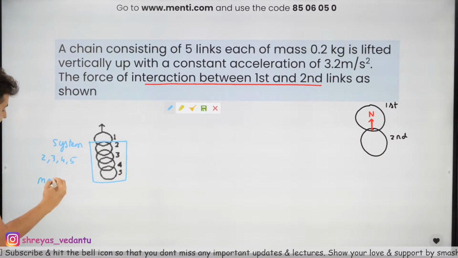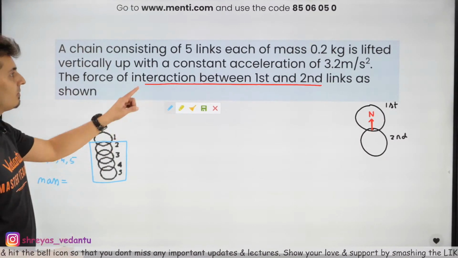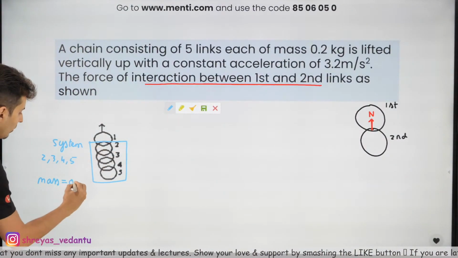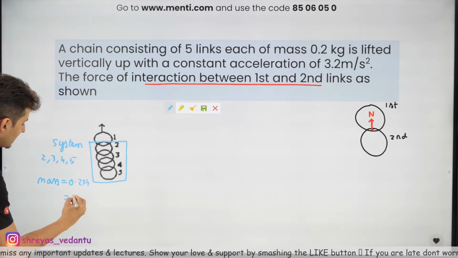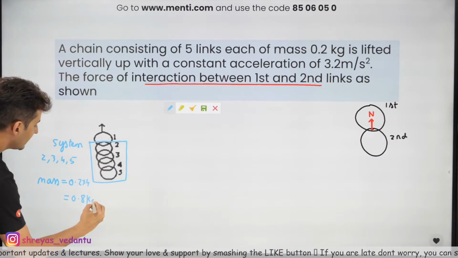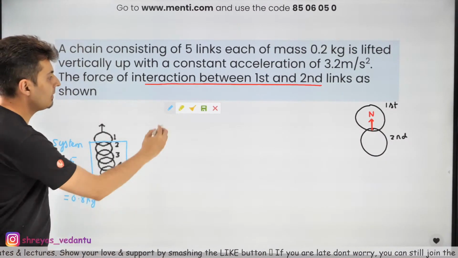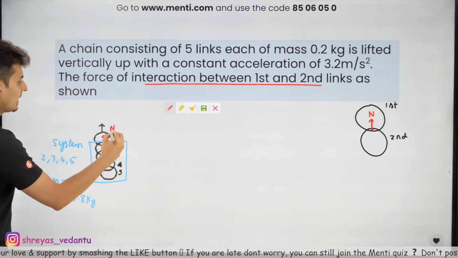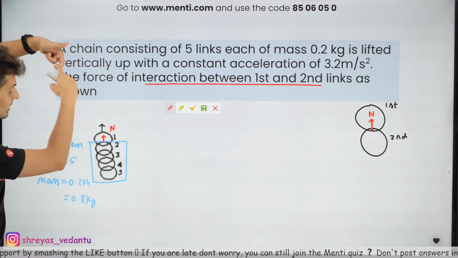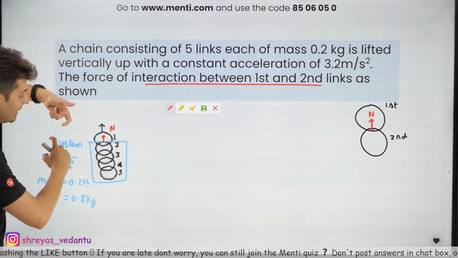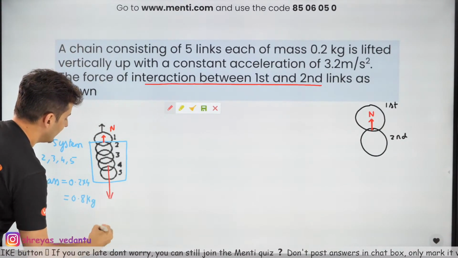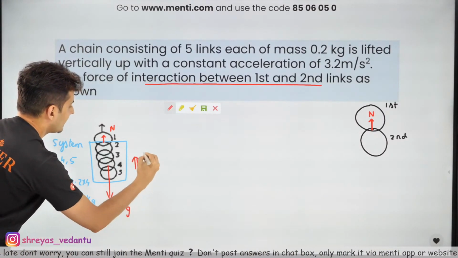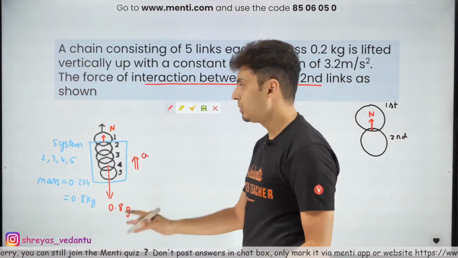So what will be the mass of the system? The mass of the system will be 0.2 into 4, because 4 links are there. So 0.2 into 4, which is 0.8 kg. Now think about the free body diagram. There will be that normal force over here by link 1, that force which is being pulled by 1 on 2, and their total weight. Total weight will be 0.8 g, and they are accelerating upwards.